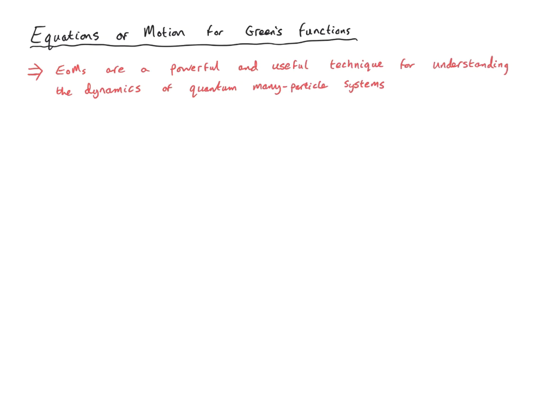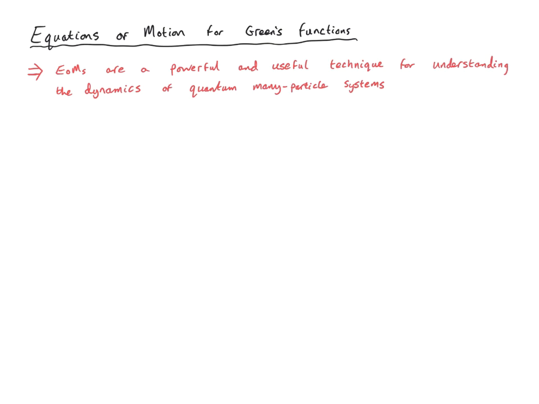So in this lecture, we'll be discussing the equations of motion technique for Green's functions. The equations of motion methodology is really powerful and useful for understanding the dynamics of quantum many-particle systems. The method allows us to relate certain Green's functions to other Green's functions, and for non-interacting systems, the system of equations that we obtain using equations of motion closes, and we can find exact analytic solutions for the Green's functions. In this lecture, I'll first derive the equations of motion, and then I'll apply them to get useful results for several important systems. I'll mainly be focusing on single-particle Green's functions for fermionic systems.